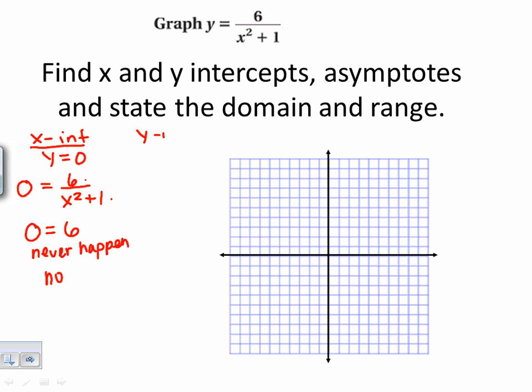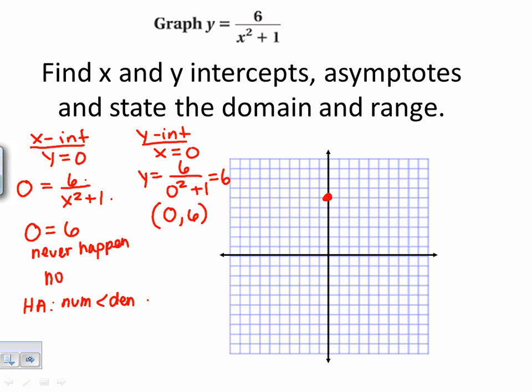Let's go find our y-intercept. That's where I set x equal to 0. So anywhere I see an x, I'm going to plug in 0. And I got out 6. So I have a y-intercept of (0, 6). Okay, so let's figure out what is our horizontal asymptote. Is the numerator bigger, smaller, or the same? So the numerator is smaller than the denominator degree. So I have a horizontal asymptote at y equals 0.